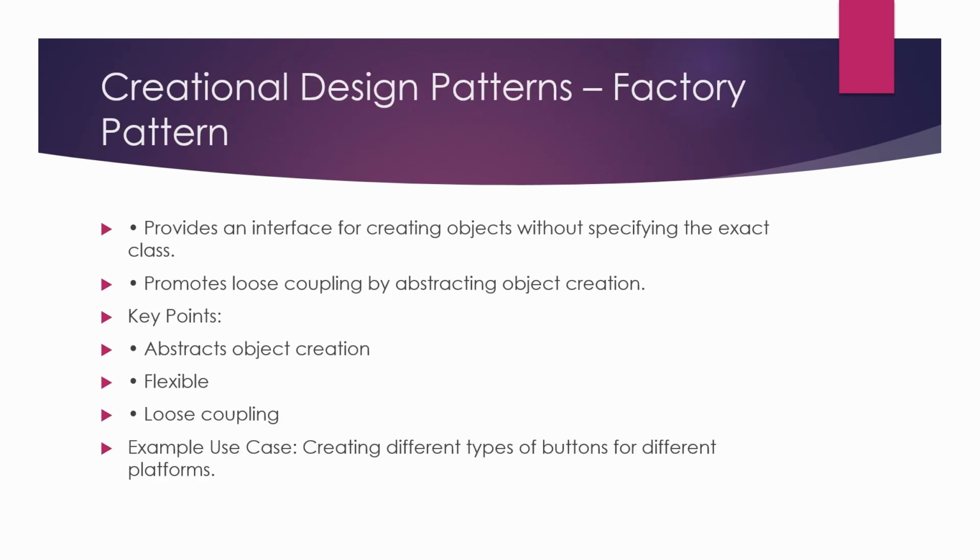Next, we have the factory pattern. The factory pattern is used to create objects without specifying the exact class of object that will be created. It abstracts the object creation process, which helps in promoting loose coupling. This pattern allows us to create different types of objects depending on specific conditions or parameters without changing the client code that uses the factory.